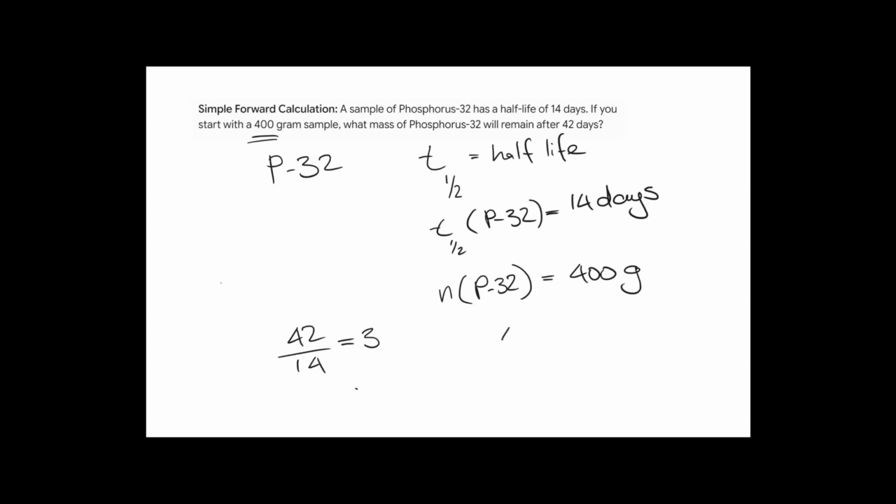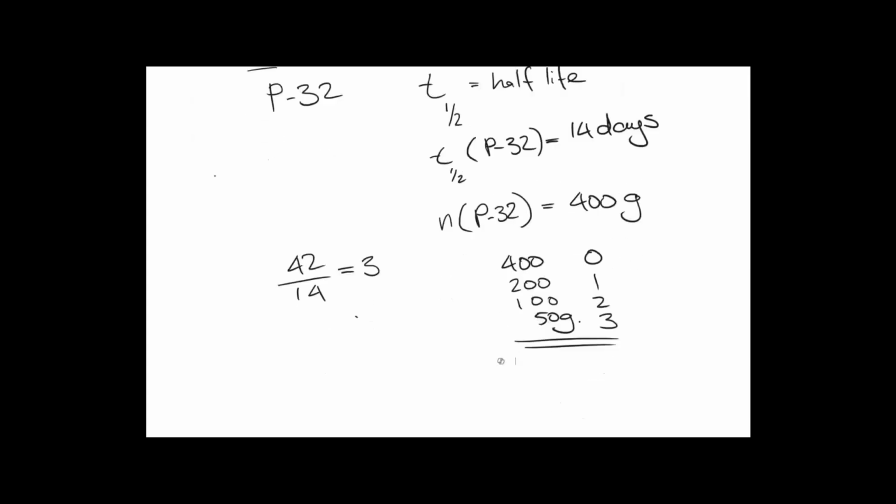So we're going to start with 400 grams, and that's after 0 half-lives. After 1 half-life, it's going to be 200 grams. After 2 half-lives, it's going to be 100 grams. And after 3 half-lives, it's going to be 50 grams. That's one way of doing it, just doing it pretty much by guess and check.